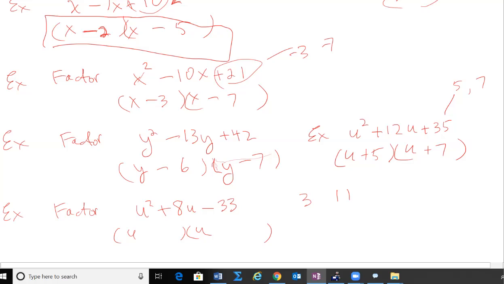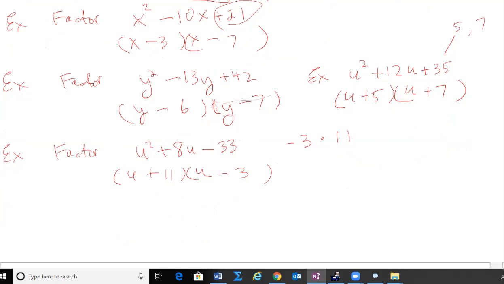I need that to be negative, so one of these has to be negative, the other one positive, and I keep that in mind with the 8 over here. I'm going to need a positive answer, so if I keep this one plus and this minus, then this product will be -33, and its sum will be a +8. So there I am. That's my answer, 11 minus the 3, like that. And then it works.